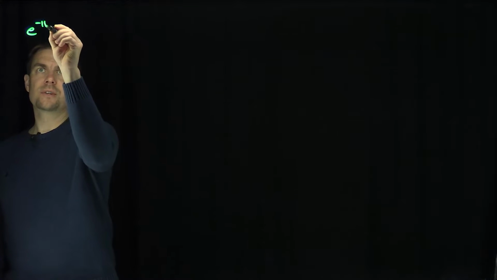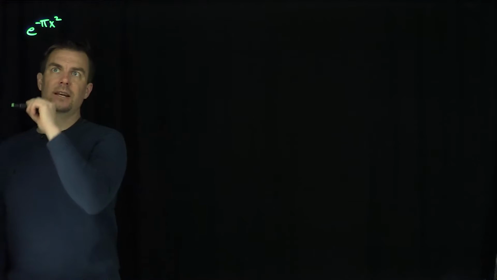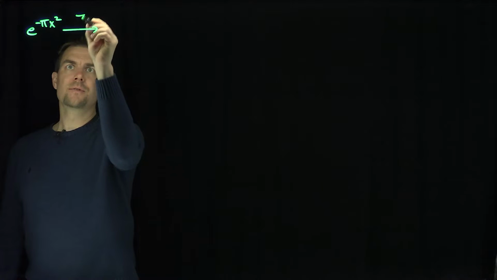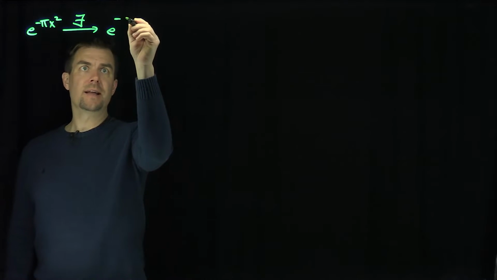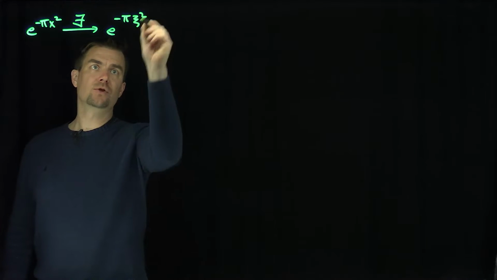So we're going to begin this by recalling the following fact. We know previously that if we look at the Fourier transform of e to the negative pi x squared, this function will Fourier transform to e to the negative pi xi squared, right?